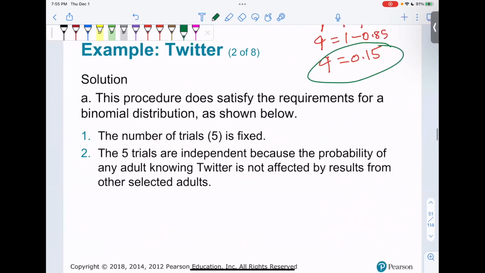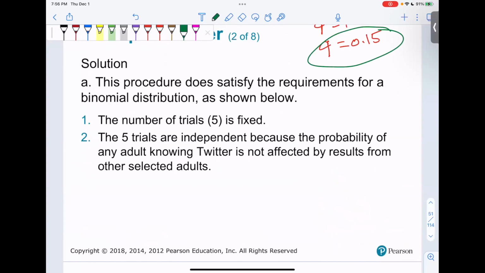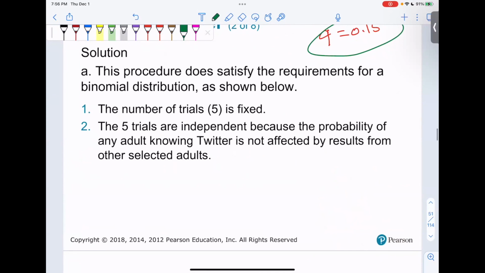Okay. So number one, the number of tries, 5, is fixed. And the 5 tries are independent, because the probability of any adult knowing Twitter is not affected by the others. For each experiment, I didn't mention this.